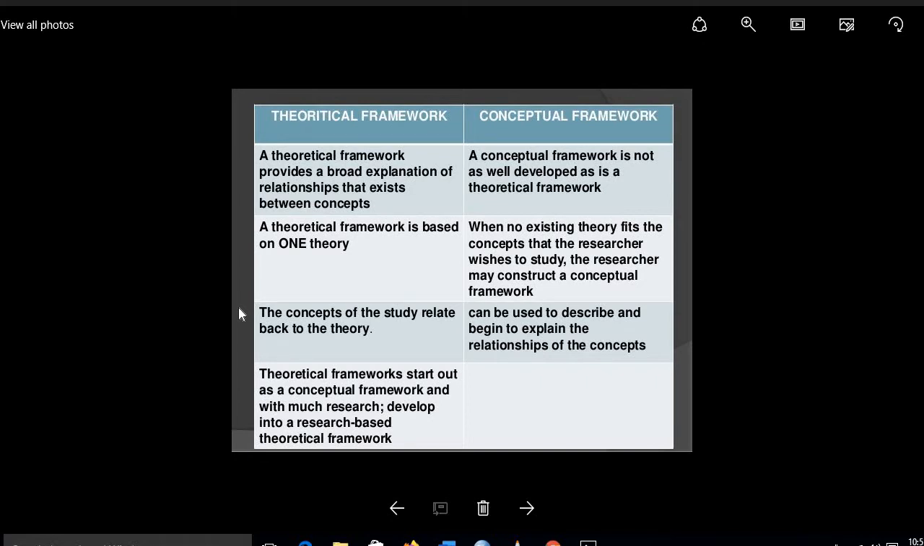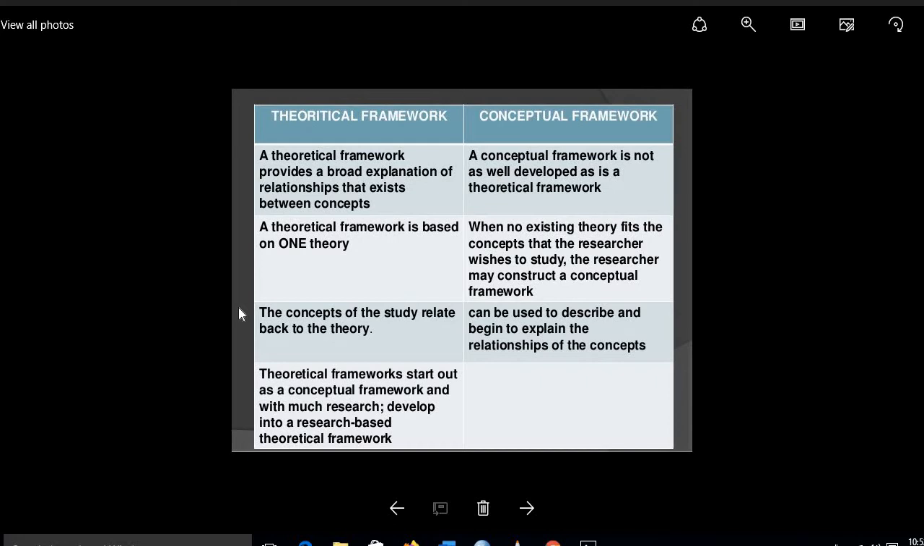And as the term indicates, theoretical framework is a framework of a theory. So it's from a theory. So these two things put side by side on the screen will make it clear to you. A theoretical framework is a broad explanation of the relationship that exists between concepts. So concept means an idea. So these ideas are connected and formed a theory. And as you know, a theory is always made after so many experiments. People experiment with the hypothesis and at last come to a conclusion that it happens. So that is a theory.